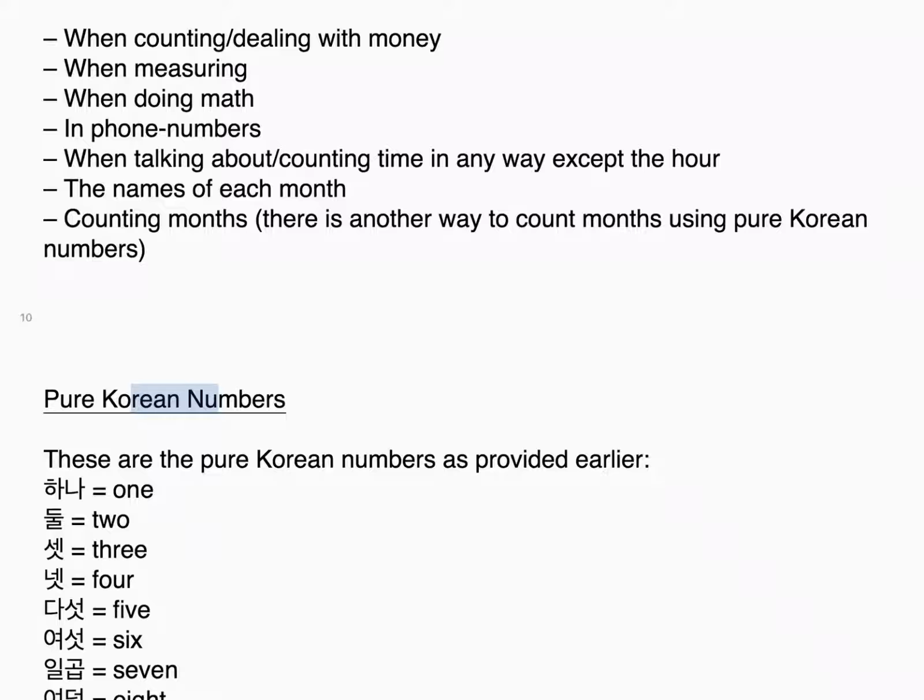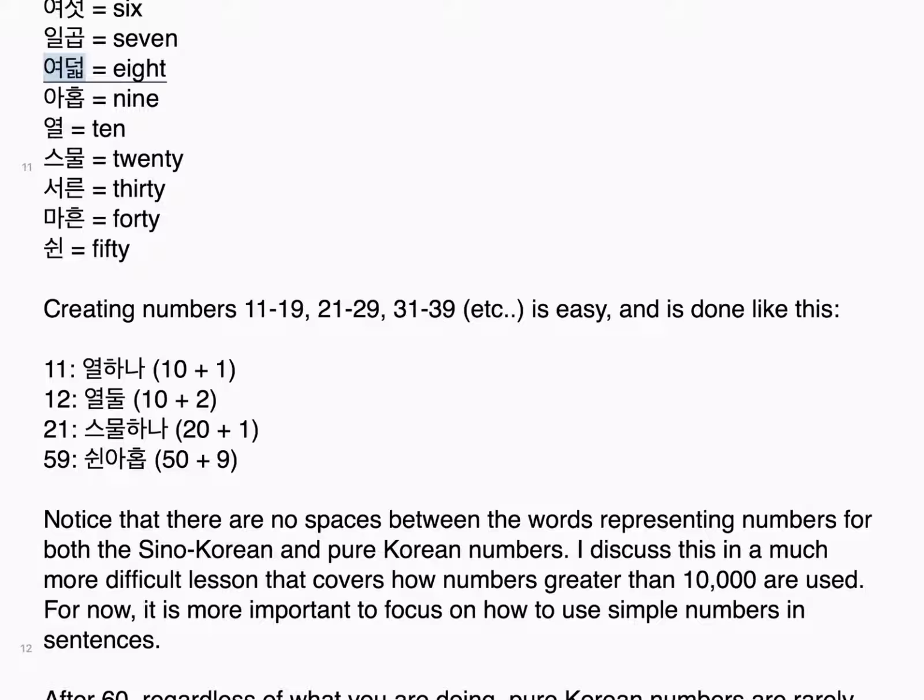Pure Korean numbers. These are the pure Korean numbers as provided earlier. 하나 is 1, 둘 is 2, 셋 is 3, 넷 is 4, 다섯 is 5, 여섯 is 6, 일곱 is 7, 여덟 is 8, 아홉 is 9, 열 is 10, 스물 is 20, 서른 is 30, 마흔 is 40, 쉰 is 50. Creating numbers 11-19, 21-29, 31-39, etc. is easy, and is done like this. 11 is 열하나, 10 plus 1. 12 is 열둘, 10 plus 2. 21 is 스물하나, 20 plus 1. 59 is 쉰아홉, 50 plus 9.